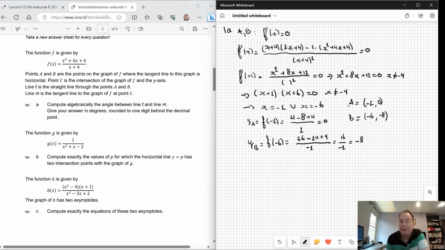So now I have A and B, and if I know 2 points on the line, I can easily find the slope of line L. So having the slope is enough, as I just mentioned. The slope will give you the direction angle.